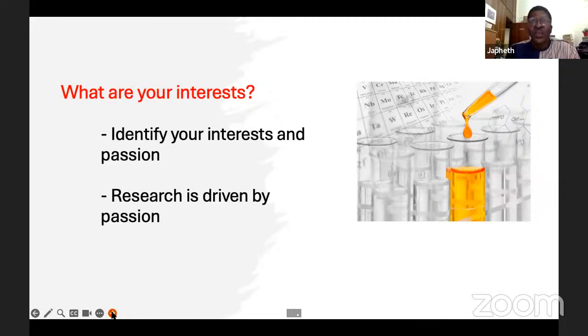I can't envisage somebody doing something without passion. In fact, if you are doing something and you don't have passion for it, however rewarding it is, along the line, I'm very sure that you get weary and you probably stop what you are doing. So it's very important to clearly identify where your interest and passion lies, because research is driven by passion. You have to have the passion to come up with your research questions, and then the other things can follow through.